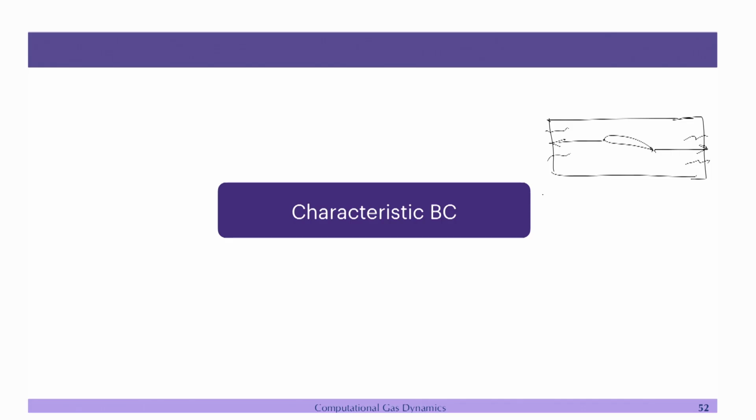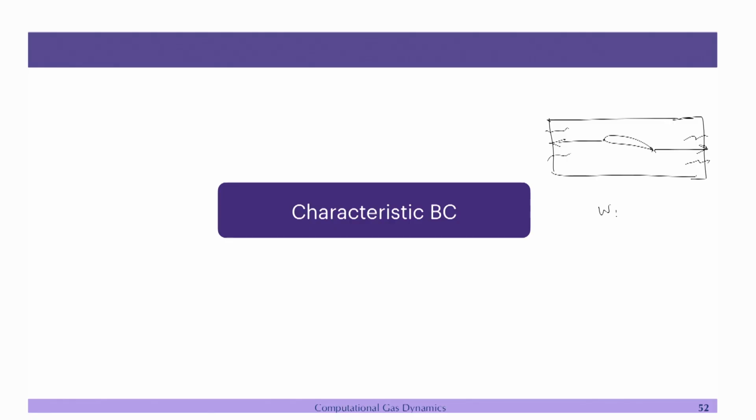So, you have to use some kind of non-reflective boundary condition, in which what they do is basically they use the characteristics as they are. We discussed what the characteristics are earlier, derived from the Euler equations. Remember the W1 and W2 and W3. So, you have basically del W1 by del t plus lambda 1 del W1 by del x, and so on and so forth.